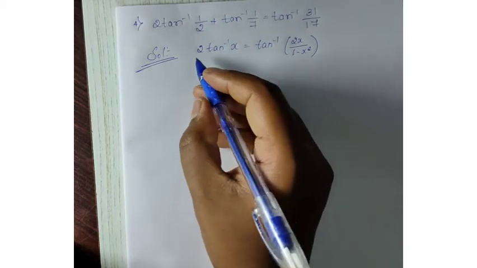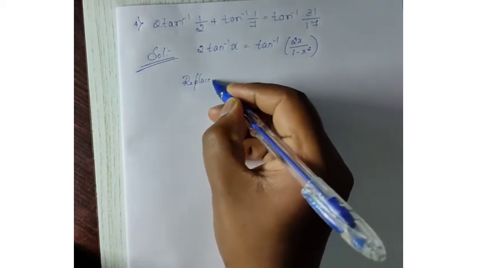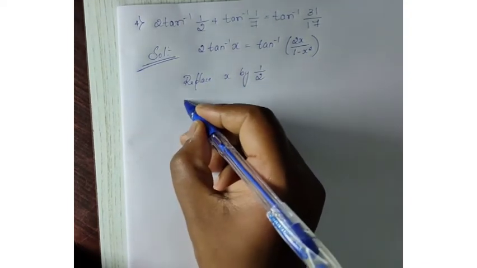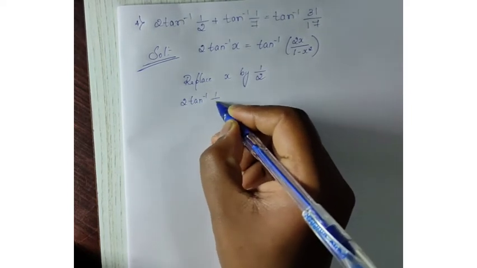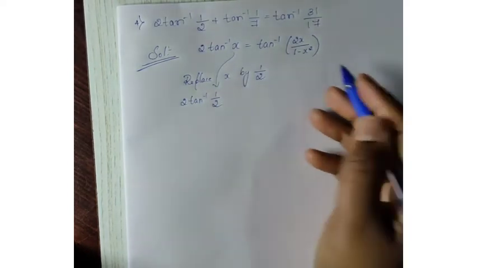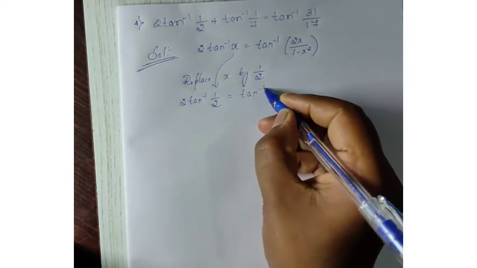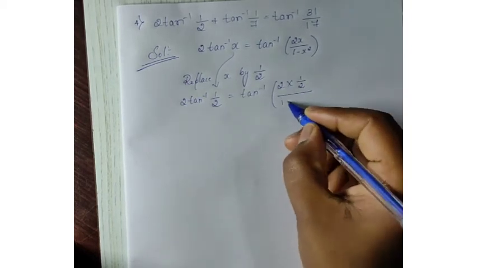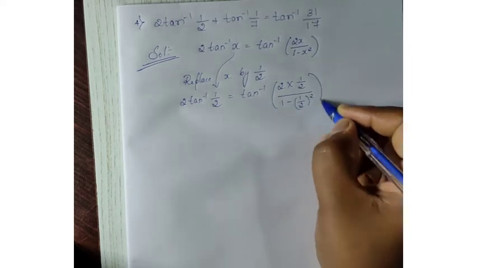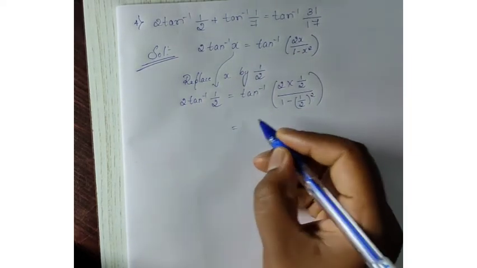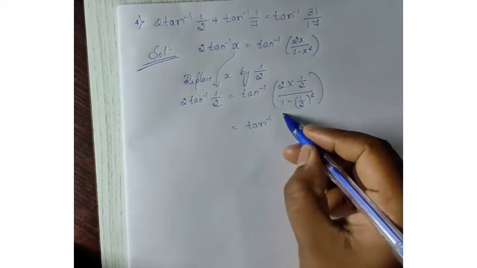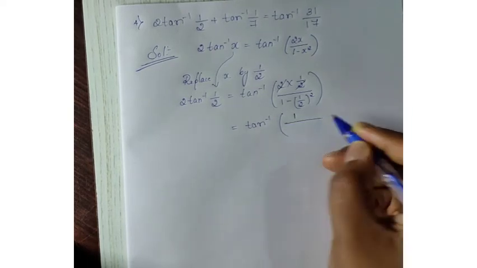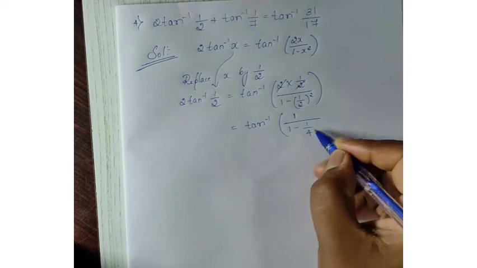So here replace x by 1 by 2. So you'll get 2 tan inverse 1 by 2. See, I'm replacing over here. 1 by 2 is equal to tan inverse of 2 into, instead of x, 1 by 2 divided by 1 minus 1 by 2 whole square, right? So this would be tan inverse of, this 2 gets cancelled, therefore in the numerator only 1 divided by 1 minus 1 by 4.